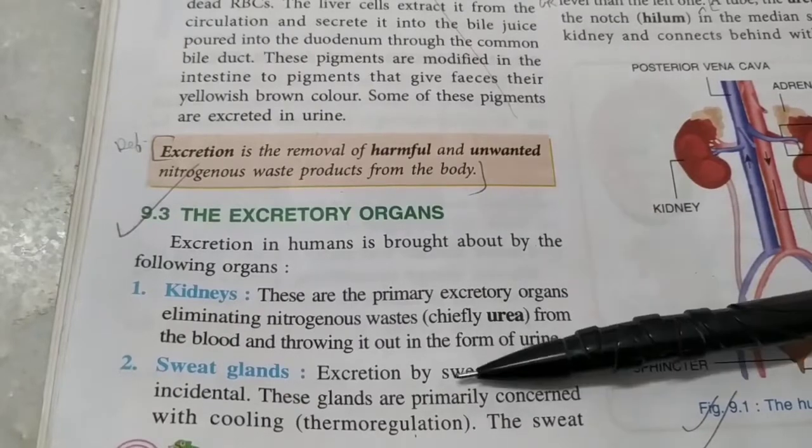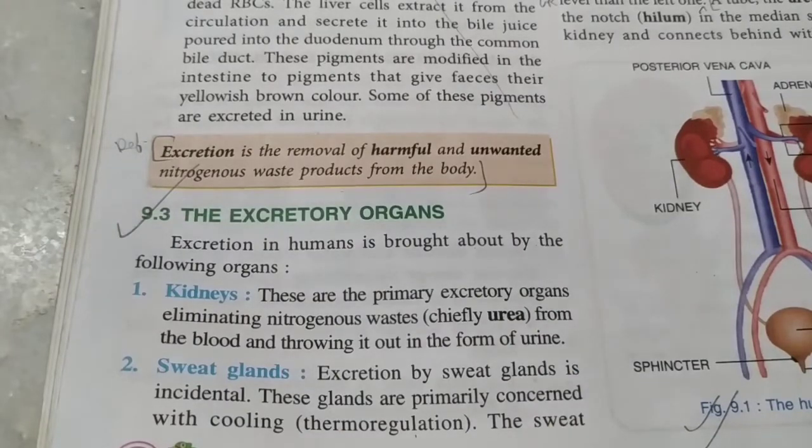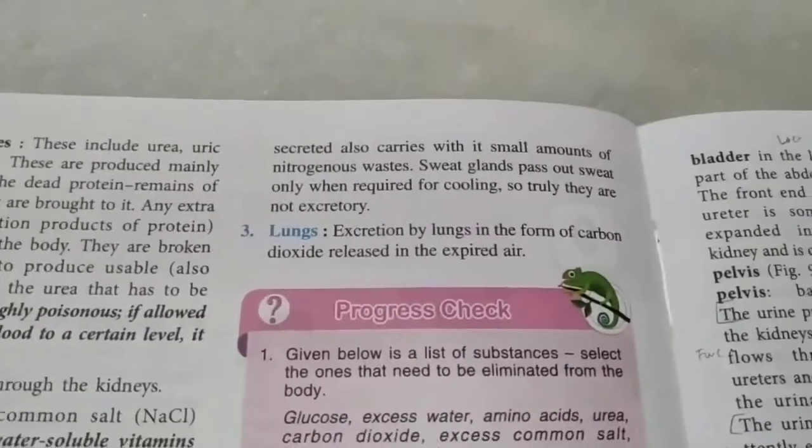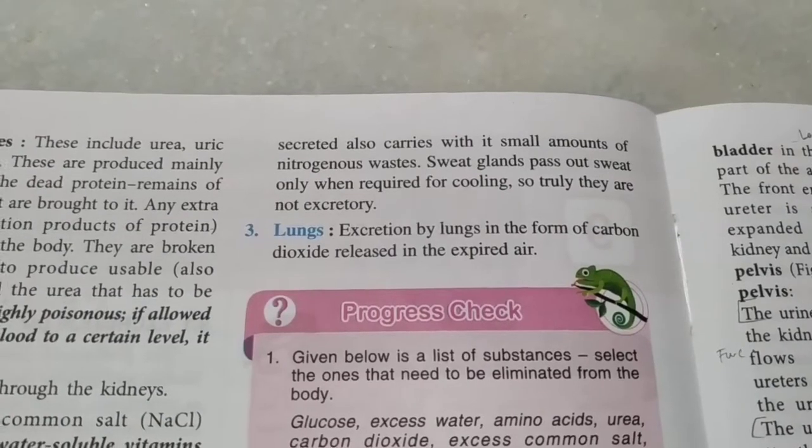Sweat glands. The primary function of sweat glands is thermoregulation. They help to maintain the body temperature by sweating, etc. But they also help in excretion because 1% of all the urea which we excrete out is through sweating. Lungs, yes, they too help in excretion because they give out carbon dioxide, which is another metabolic waste.